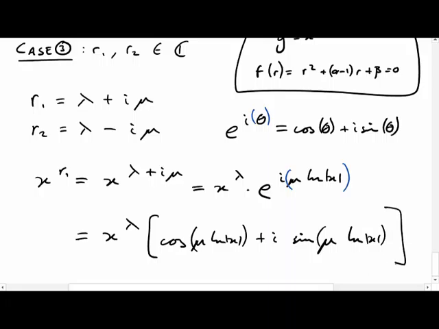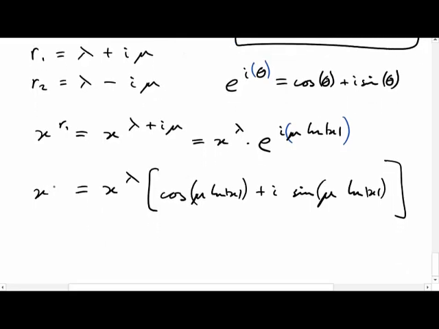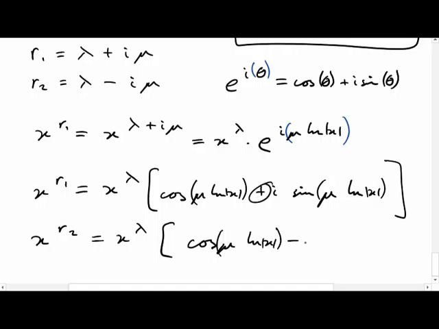So when I expand that out, and you can verify that you do exactly the same thing with R2, this is what x to the power of R1 is equal to. x to the R2 is exactly the same thing, except instead of a plus being there, there's a minus. That's the only difference. So sine of mu ln x.